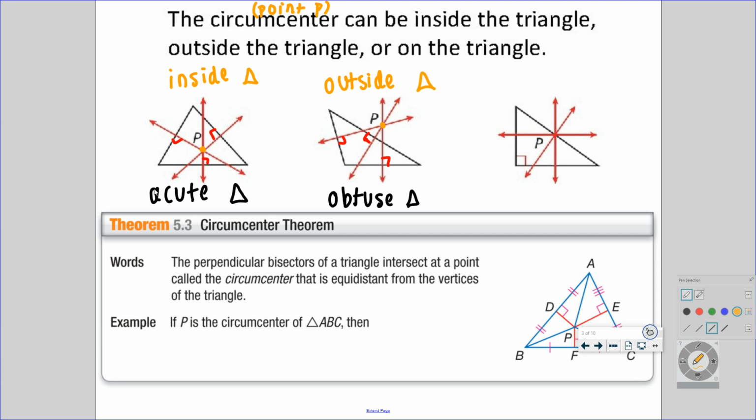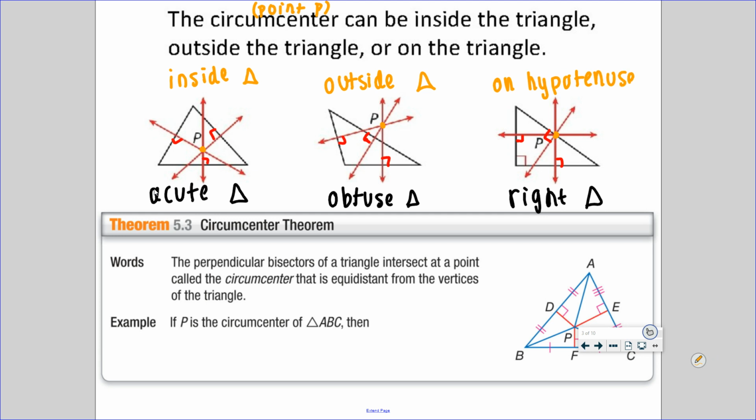And then if we have a right triangle, here you can see I have this perpendicular bisector, this one, and then this one right here. That point of intersection, that circumcenter ends up being right on the hypotenuse. And that will happen for every right triangle. Okay, so just keep in mind it might not always necessarily be inside the circle. We'll look at some examples. You'll get to do some on your homework. All that good stuff.